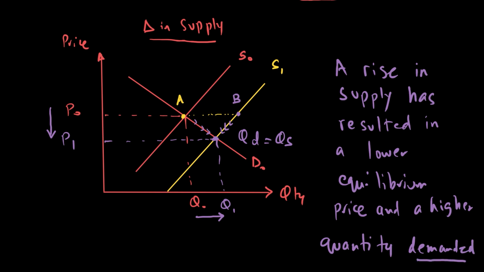Because this is a movement along the demand curve. So, a change in supply, or a shift in supply, will result in a movement along the demand curve. I can't say a rise in supply has resulted in a lower price and a rise in quantity supplied, because that will be wrong. The supply curve has shifted to the right. Lower price and higher quantity demanded.